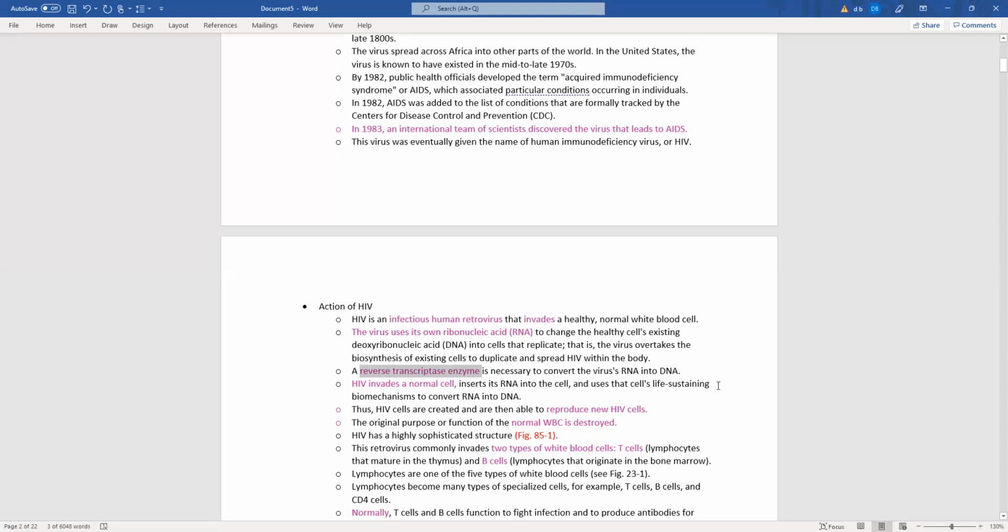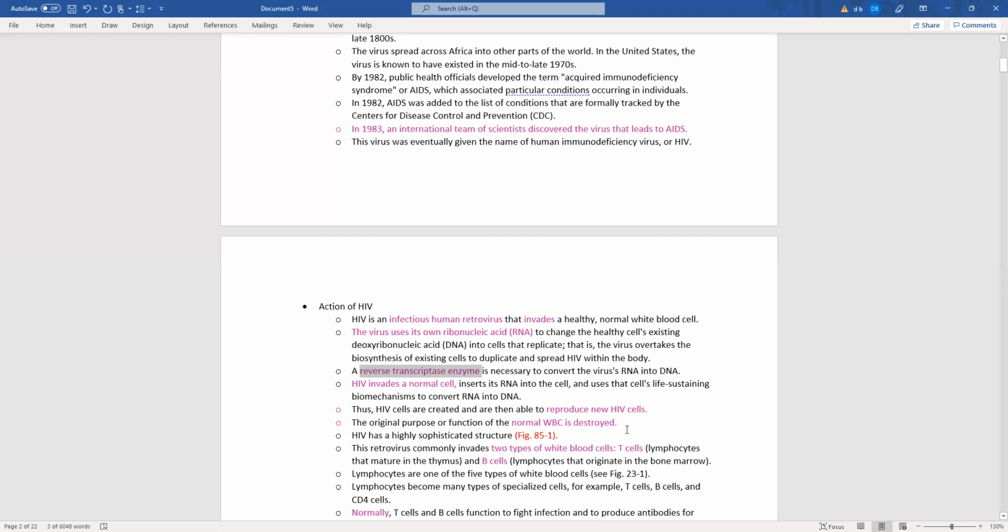It uses that cell's life-sustaining biomechanism to convert RNA into DNA. So it's like it's wiping out your DNA. That's pretty much what it's doing. So the HIV cells are created and are then able to reproduce new HIV cells. Doesn't this sound a lot like cancer? Sounds just like it. The original purpose or function of the normal white blood cells is destroyed.